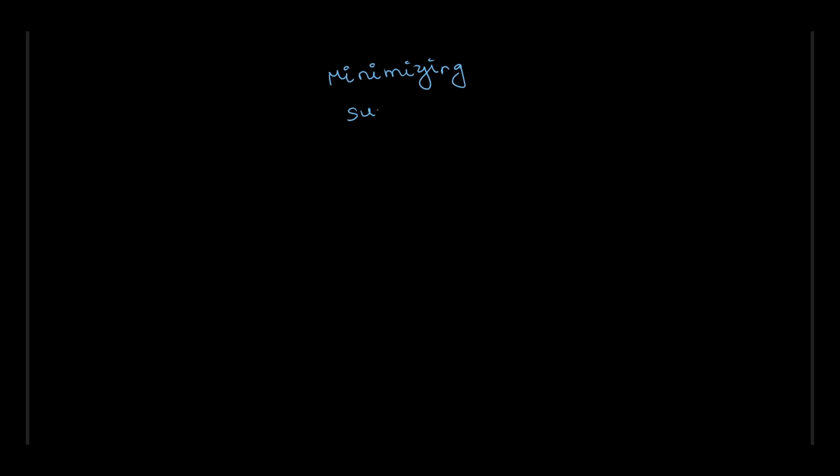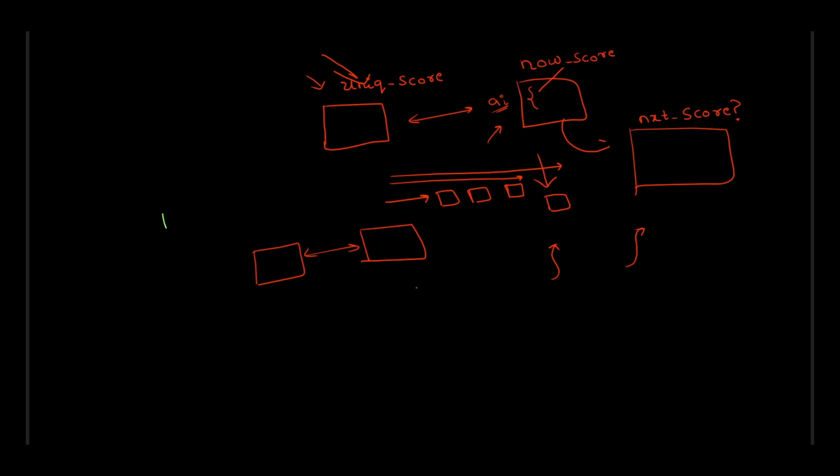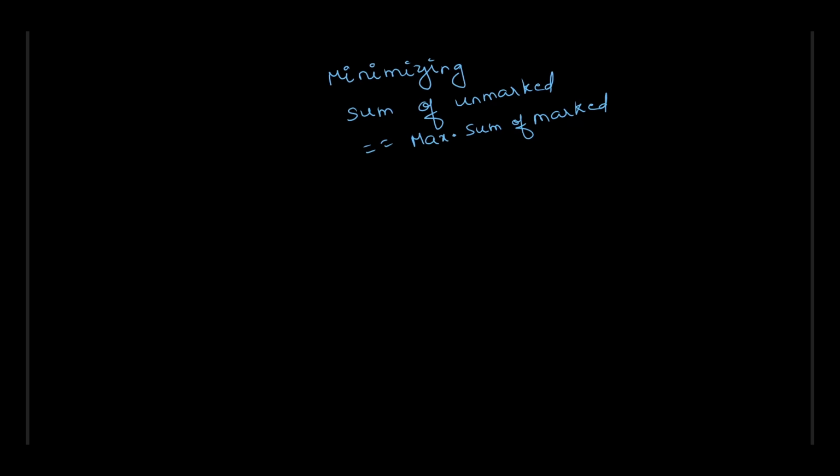Minimizing the sum of unmarked is equal to maximizing the sum of marked. Why is this true? Because the marked plus unmarked elements form the set from 1 to n. So you can see that this equation will be true.